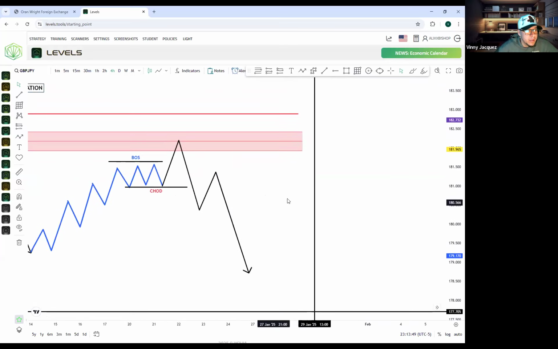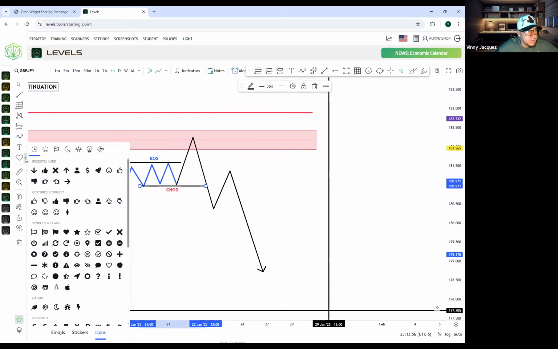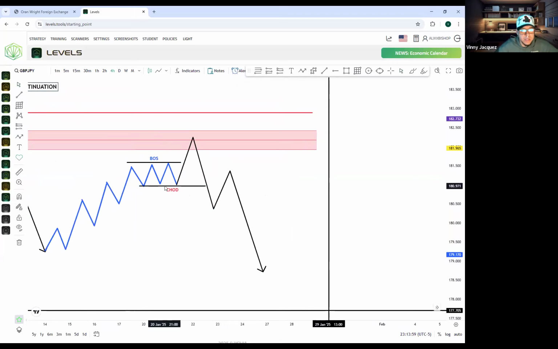Same rules apply. If we just broke structure to the upside, we should have a blue arrow. This is where Levels comes in clutch. We should have a blue arrow right here, so I'm just going to put a blue arrow because we just got that rally breakout. Now, as soon as we break and close below this structure, we're going to have a red arrow. So once we get that structure shift from bullish to bearish, Levels is going to help us out.